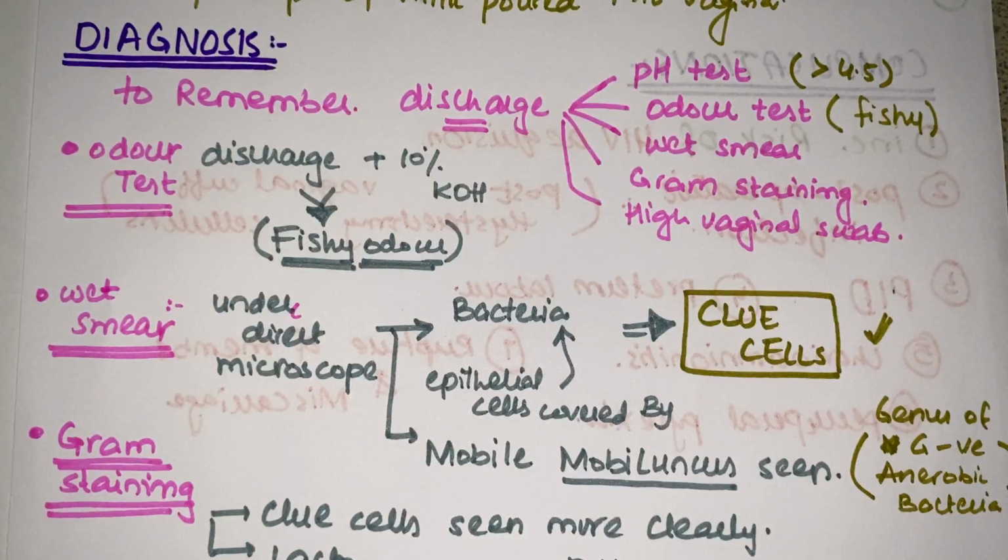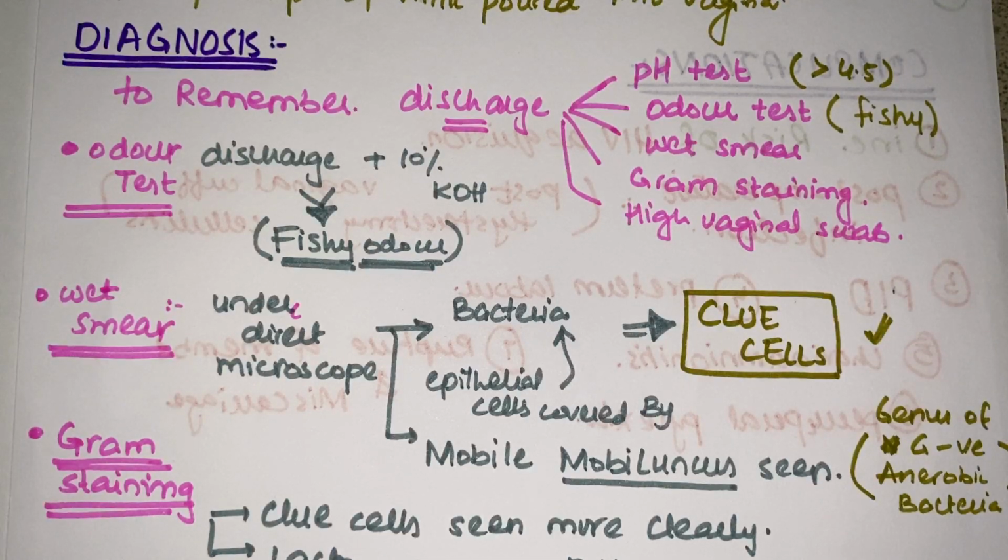Then we go for gram staining of the discharge, and then the high vaginal swab. In gram staining, what we'll see, of course, are clue cells, which were seen in the wet smear. I repeat, I just put stress on this line, they are more clearly seen in the gram staining. It's very important. Someone can ask you and you should know it. Plus, of course, since lactobacilli are being replaced, lactobacilli and pus cells will not be seen in the gram staining. Okay, moving on to the last thing, that is the high vaginal swab.